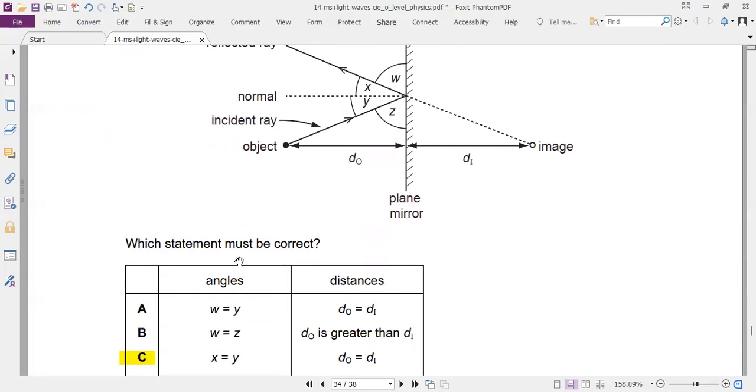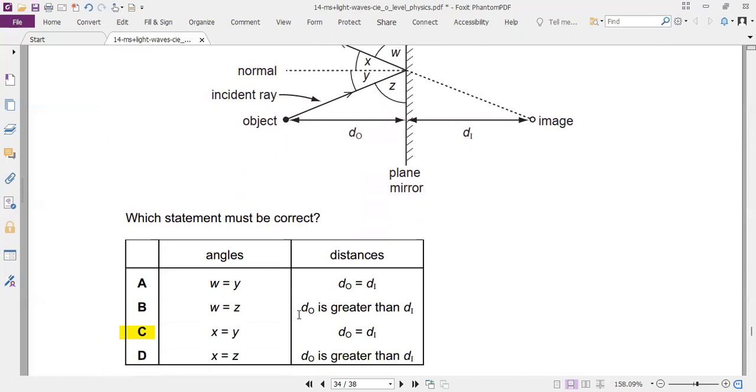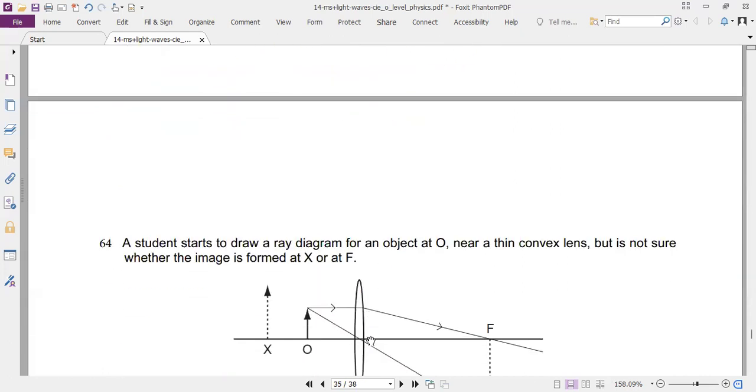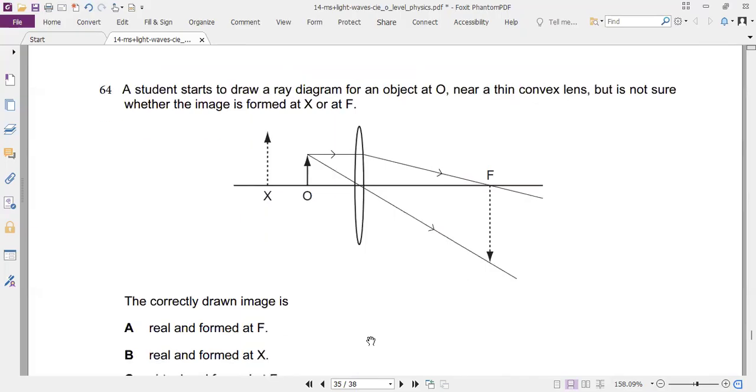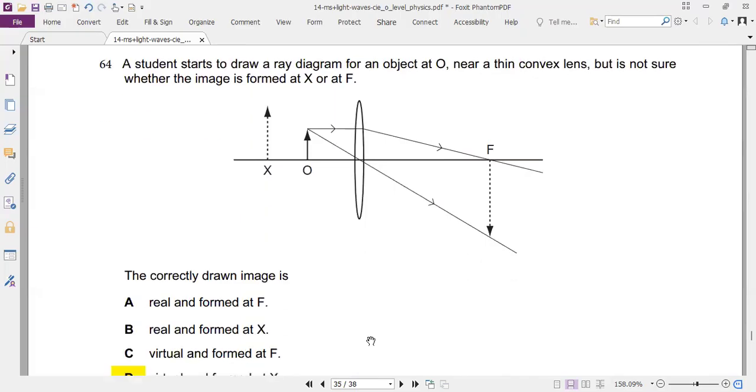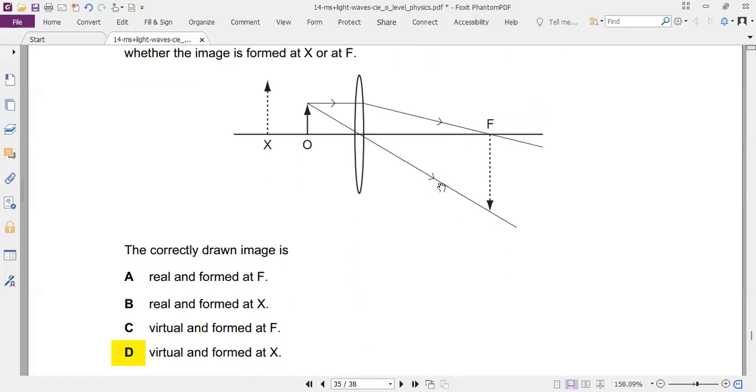We see X and Y should be equal. Yes. And we see DI and DO should be equal. Why? These two are the laws of reflection. So C is the choice. Has he drawn the correct image? Well, the correctly drawn image is at X, not at F, because it is a magnifying glass.